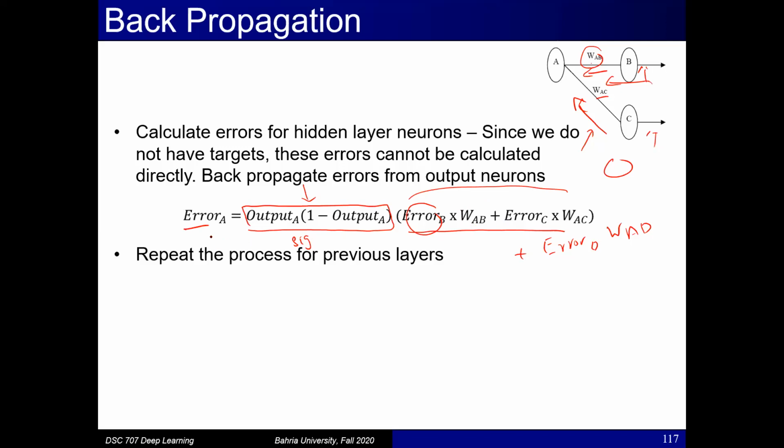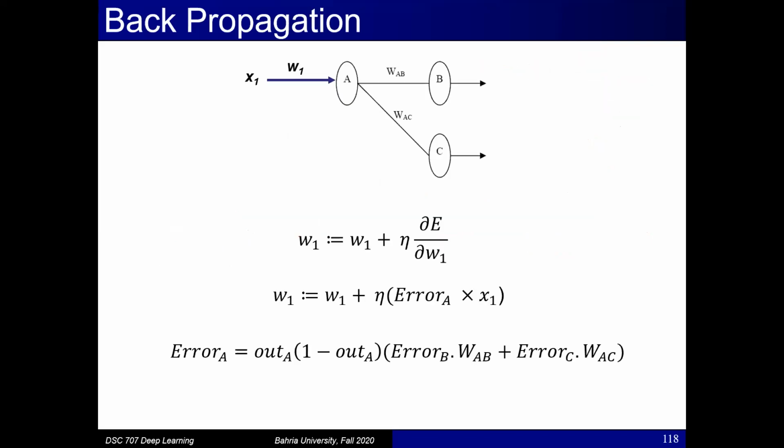And now you can repeat the process for the previous layer. Now you have error at A, so you can use the same weight update formula to update the weights on this layer. Suppose you had some weight here. So this is the weight update equation, and you want to compute the derivative of error with respect to weight. Since you already have this term error A, you simply multiply it with x1, which was the input to this, and you would be able to update this weight.